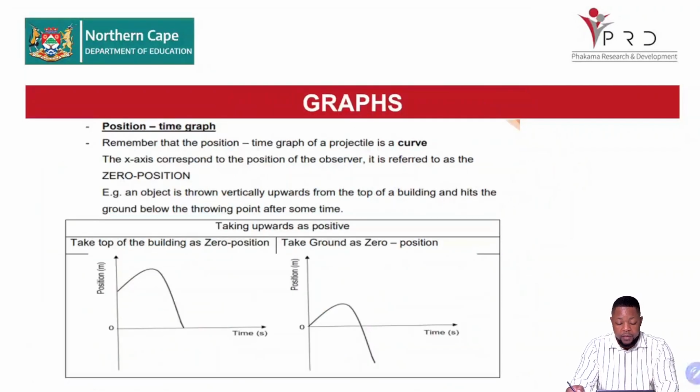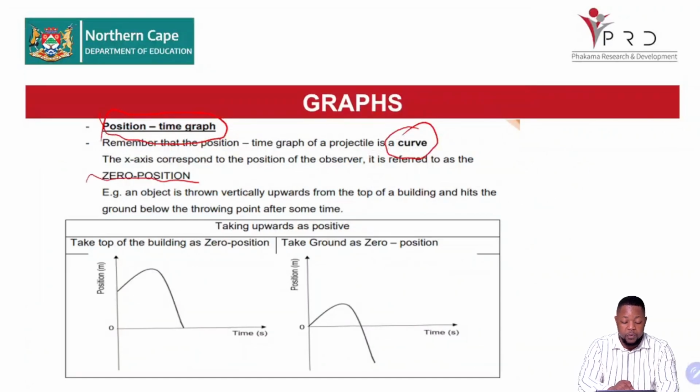Now, in this topic, there are graphs that are assessed. Let's look at your position versus time graph. Your position versus time graph must always be a curve. Make sure that the position versus time graph is always a curve. And another thing that is very important is your zero position.